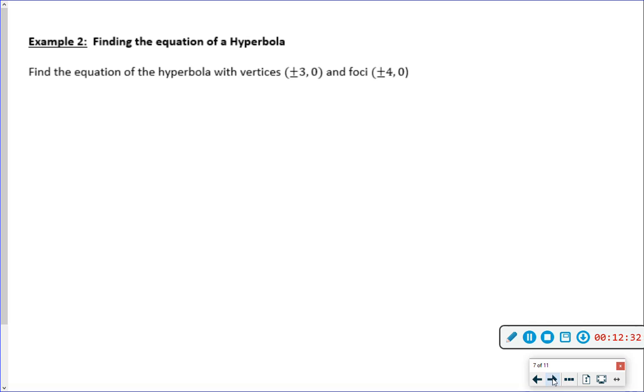Find the equation. Okay, find the equation of the hyperbola. Vertices plus or minus 3, 0. So that would be 3, negative 3. So if it's on the x-axis, I know it's going to open this way. So I like a picture, well, if I could draw better, obviously. So that's clutch because that tells me that the x variable needs to come first since it's horizontal.